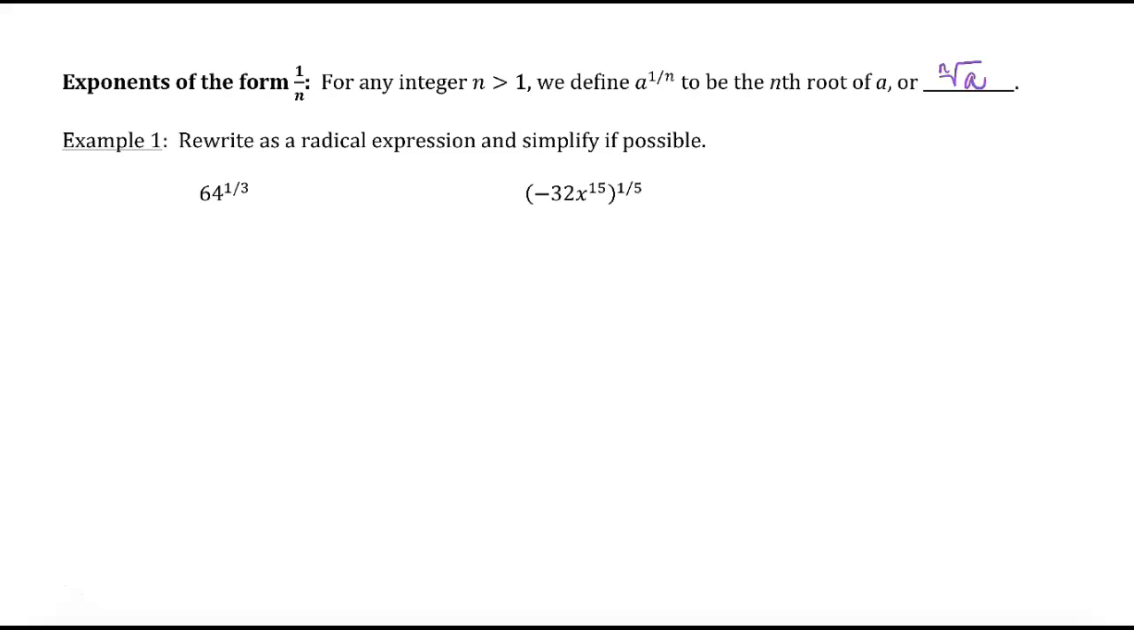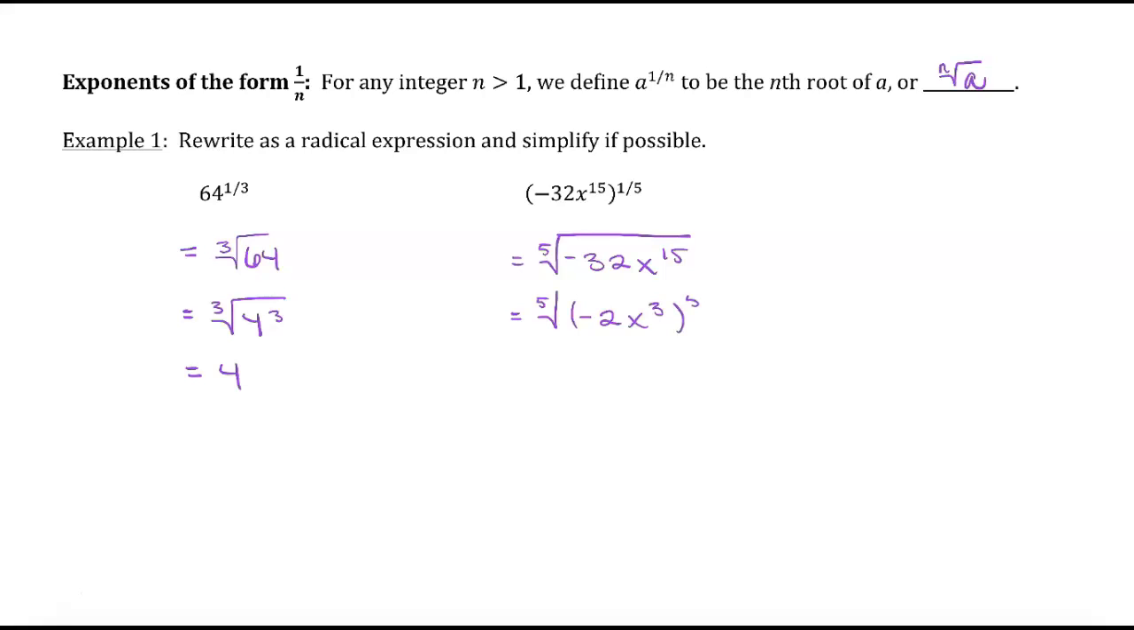For example, 64 raised to the exponent of 1 over 3 can be rewritten as the cube root of 64. And since 64 is equal to 4 cubed, this is simply 4. Negative 32x to the 15th raised to the exponent of 1 over 5 can also be written as a radical expression. This is the fifth root of negative 32x to the 15th. And since negative 32 is equal to negative 2 to the 5th and x to the 15th is x cubed to the 5th, this expression simplifies to negative 2x cubed.